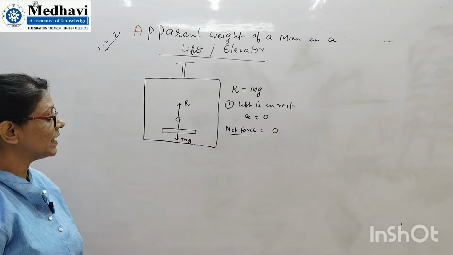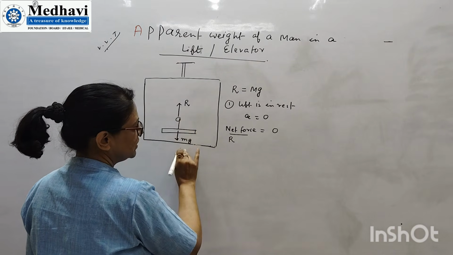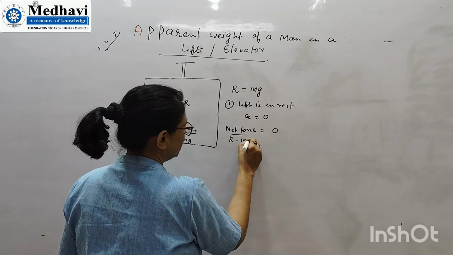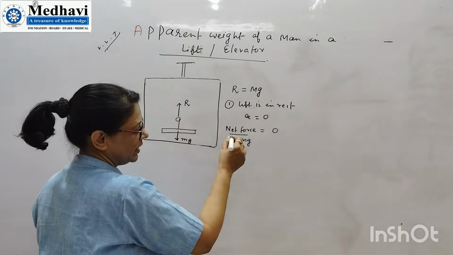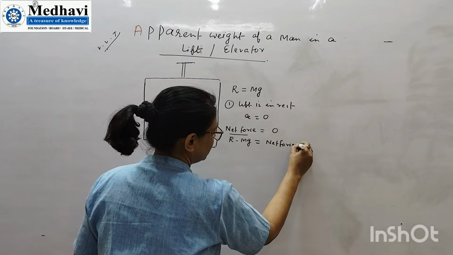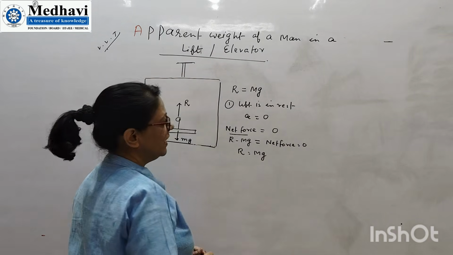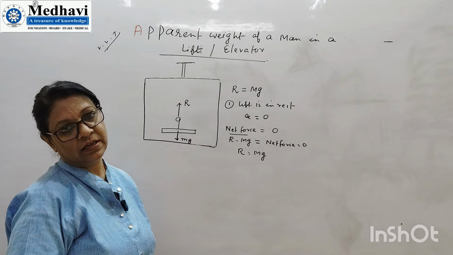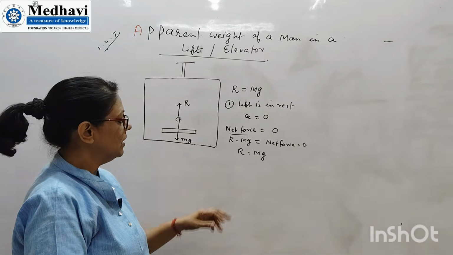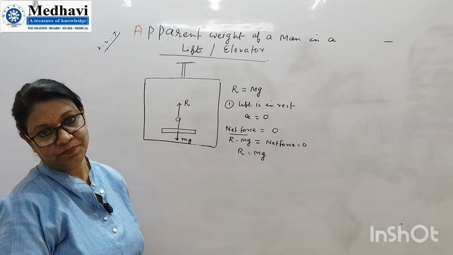So what forces are acting here? R and mg, these are two forces. We can write R minus mg or mg minus R, because here net force is equal to 0. So here R is equal to mg. If the lift is at rest, the person is in the lift and the lift has not started to move, then the apparent weight and actual weight of the person will remain the same, it will not change.